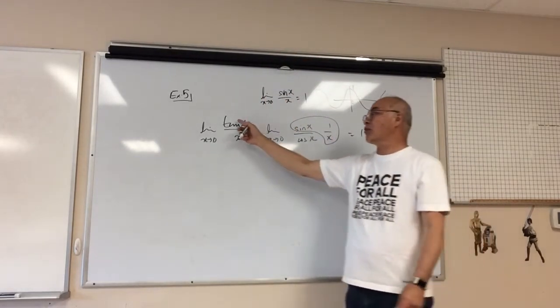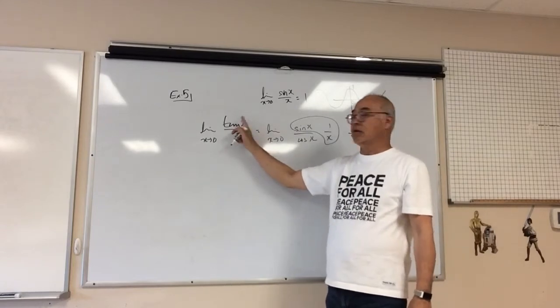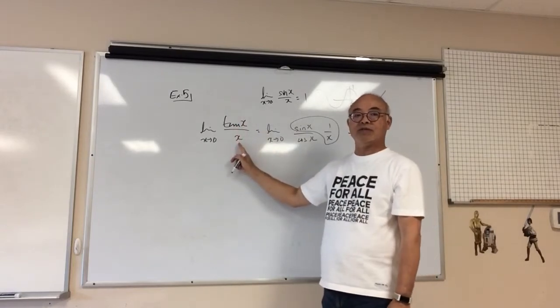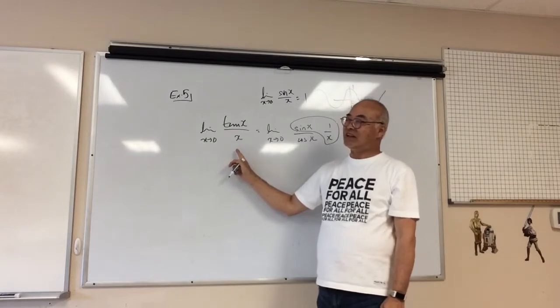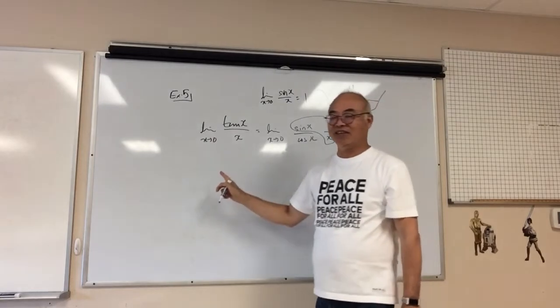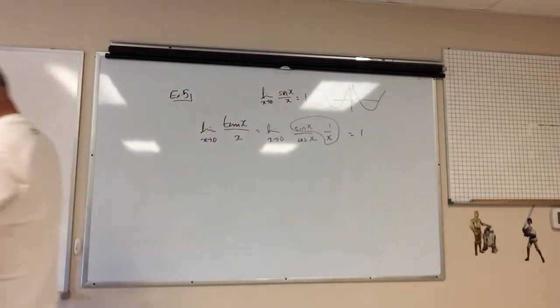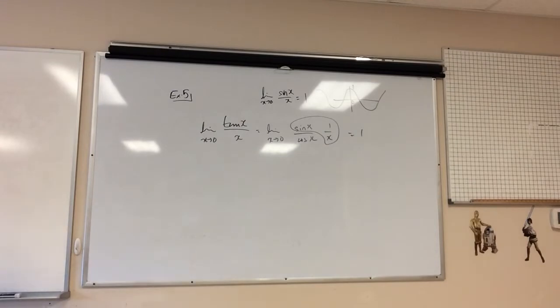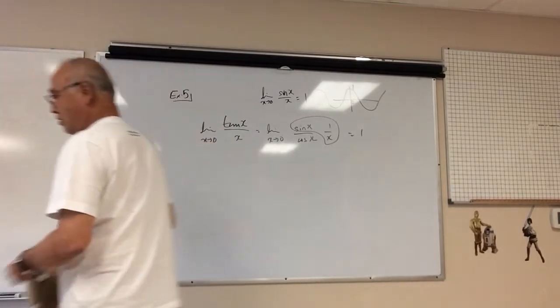The reason why I can't just put it in is, if I put 0 here, what do I get? 0. What do I get here? 0. 0 divided by 0. Not a good thing, right? No bueno. All right, so that's that. And then we have one more of these.